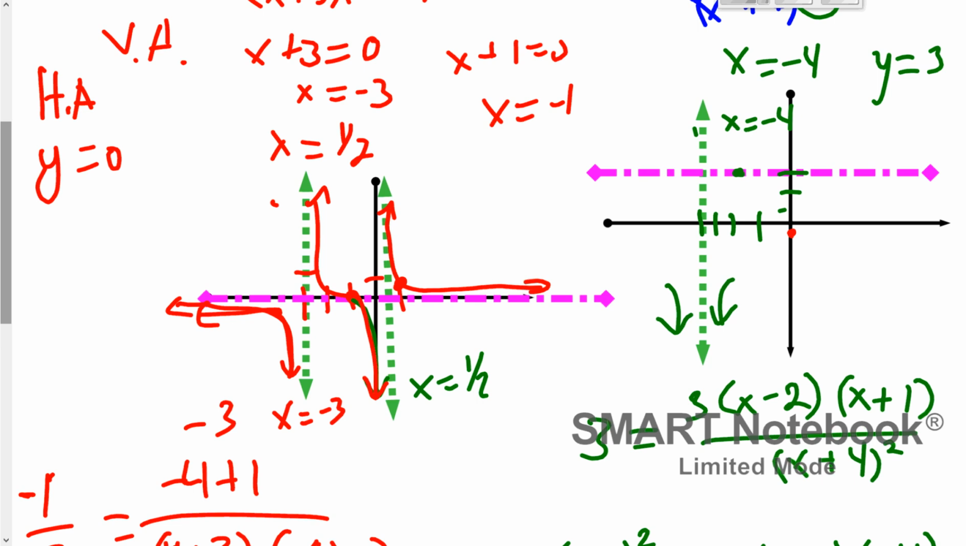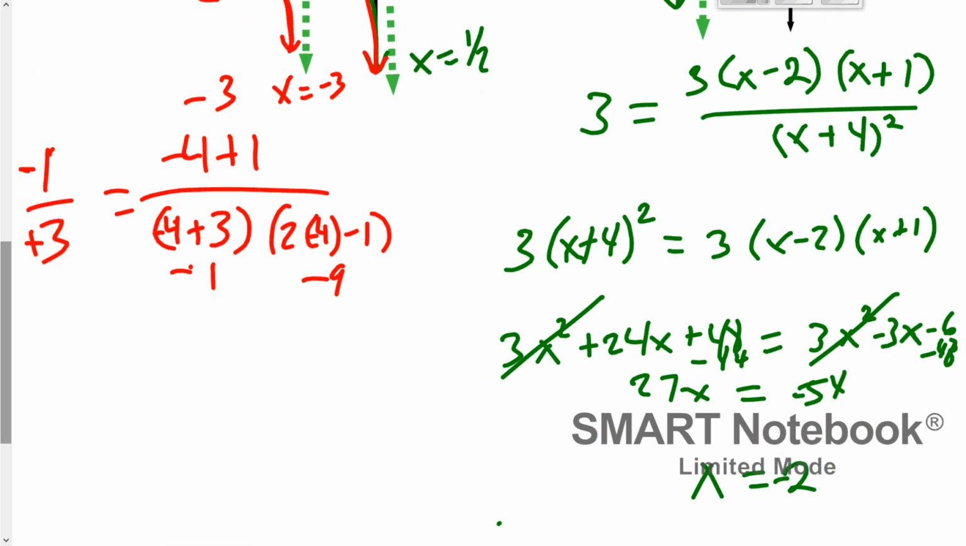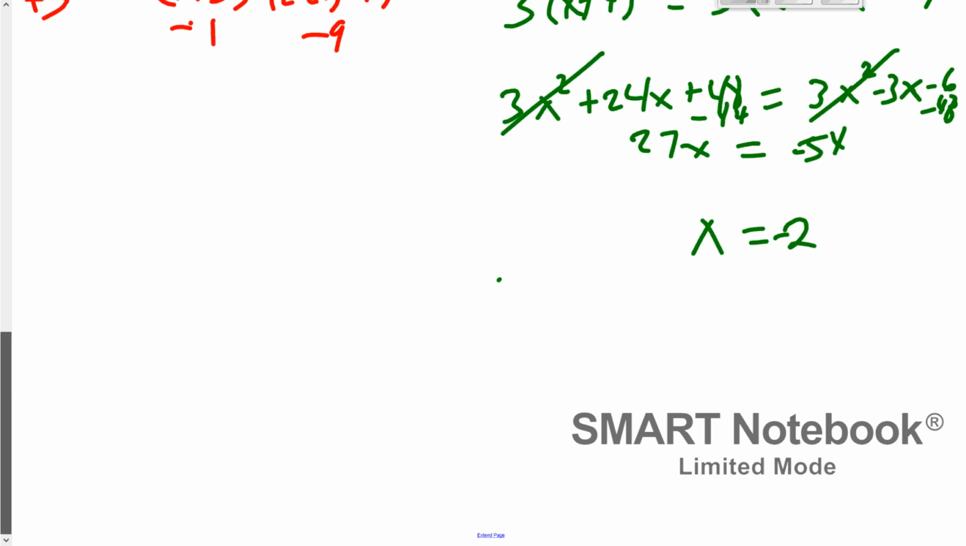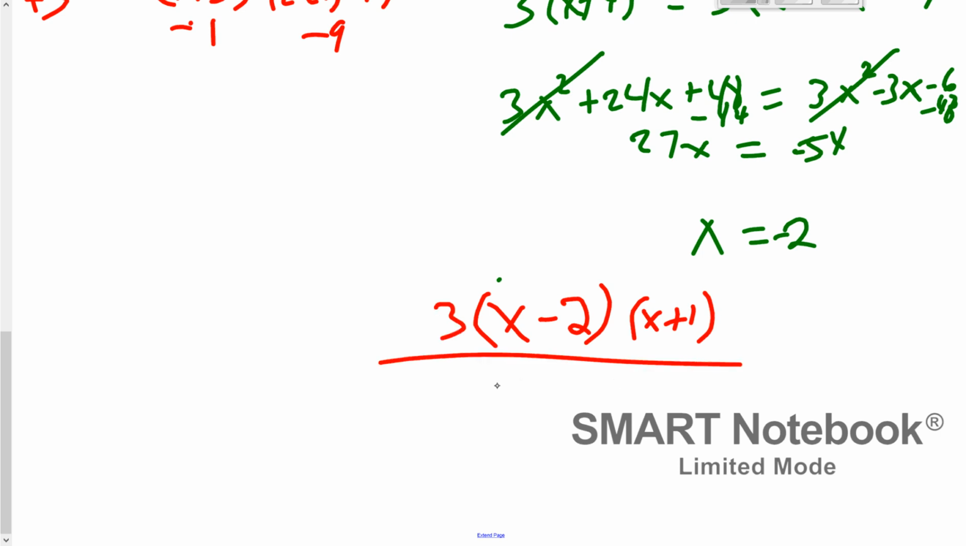So then we go ahead and finish this because I know I'm going to cross, since it's hitting right there. That means I can plug in a negative 3 and see what happens. I'm going to plug that negative 3 not into the original, but into the factored form: x minus 2, x plus 1, times 3, over x plus 4 quantity squared.